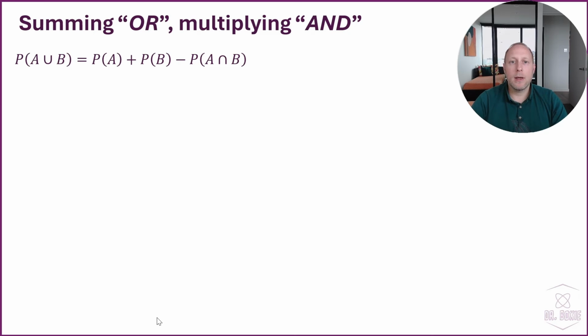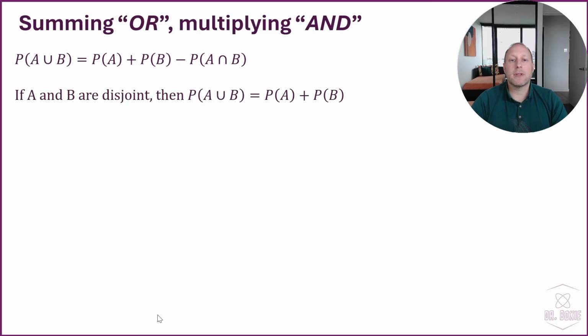And therefore, if the probability of A and B is 0, so for instance, if A and B are disjoint, they don't have anything in common, in that case P of A and B is 0, and in that case we indeed find that the probability of an OR is the sum of them. But that is only true in this special case of disjoint sets A and B. It is not necessarily always true.